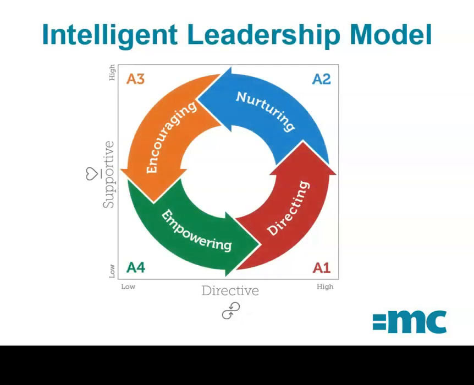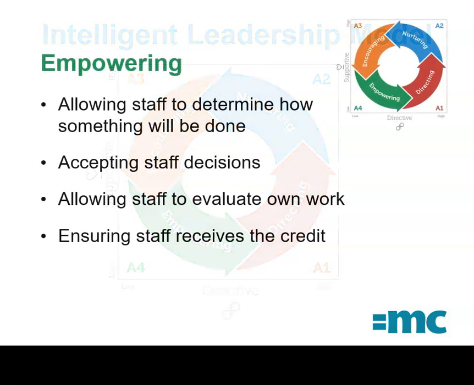The fourth choice involves a combination of a low level of directive and supportive behavior. We're now at the bottom left of the dial. Bear in mind that these dials are turned down but not turned off. We call this the empowering approach. Here are some characteristics of an empowering approach.